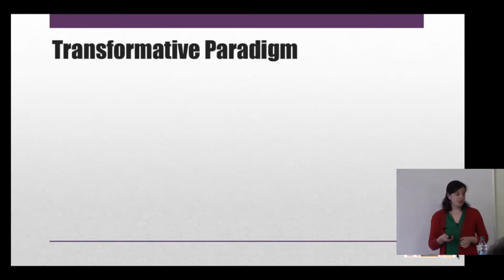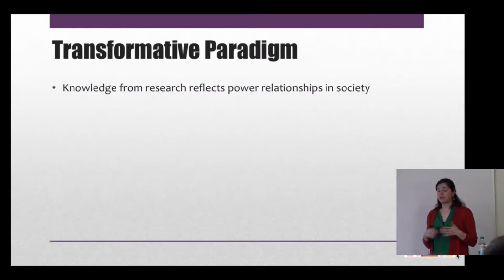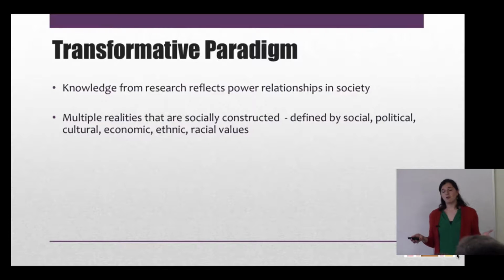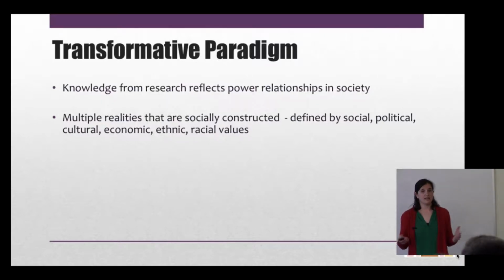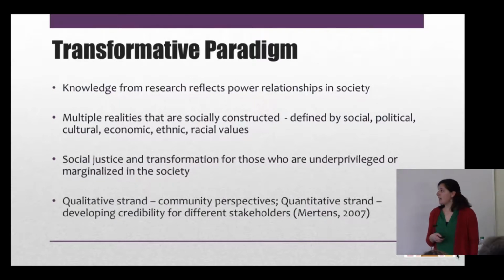The next paradigm is transformative. Transformative defines the research as a way of serving political action and individual and community empowerment. Transformatists see knowledge from research as reflecting the power relationships in society. They see the goal of research as teasing apart these multiple realities that exist and that are socially constructed. So we should use research to always have an end goal of social justice and transformation for those who are marginalized. What that means for mixed methods then is that we're going to use whatever works for the aim of social justice.